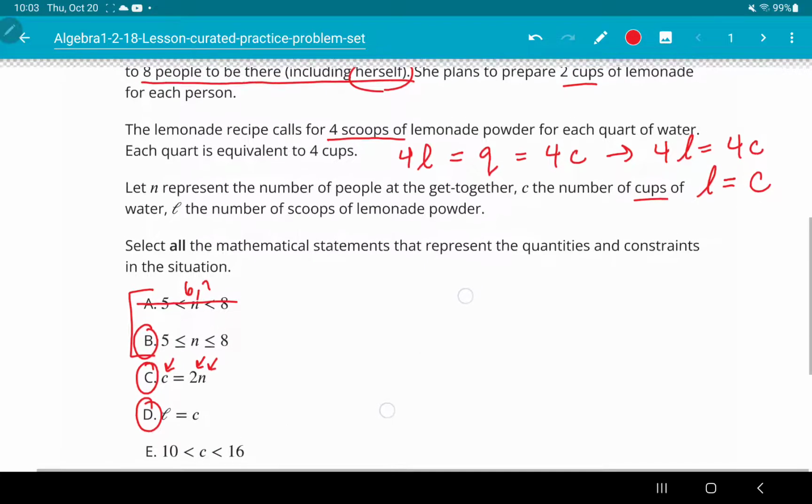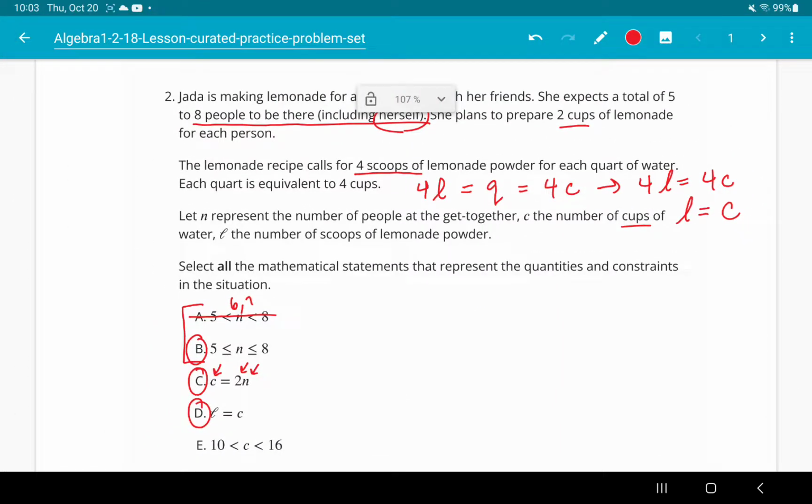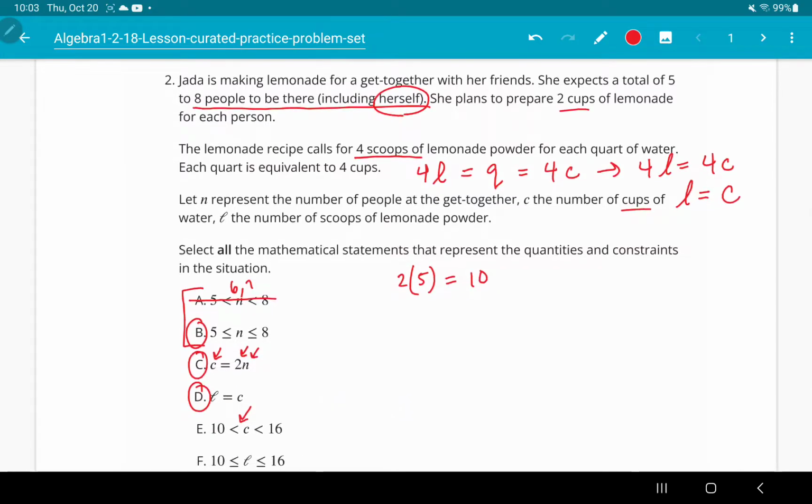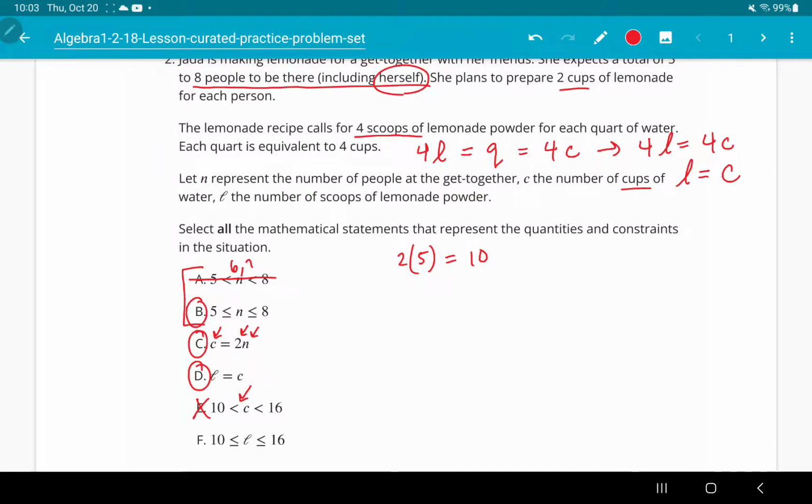Let's look at E. C has to be greater than 10 or less than 16. So if there's 2 cups per person, and I can have 5 people there, then I could have 10 cups, but this says it has to be greater than 10, so that's not going to work. So we would get rid of that one.